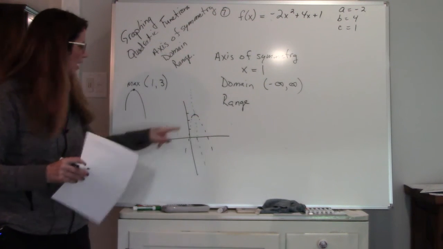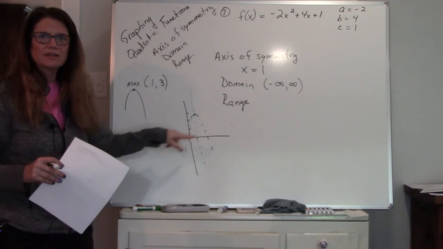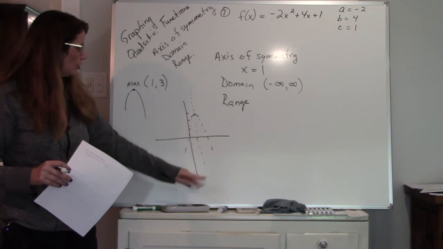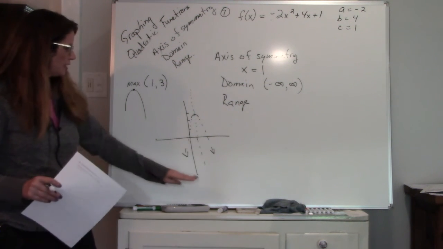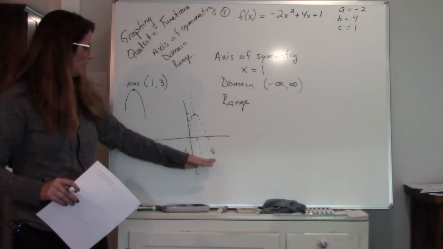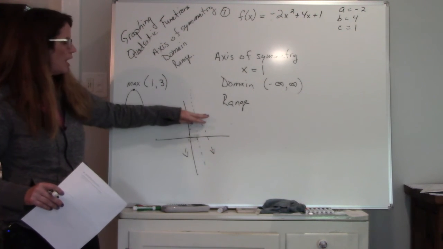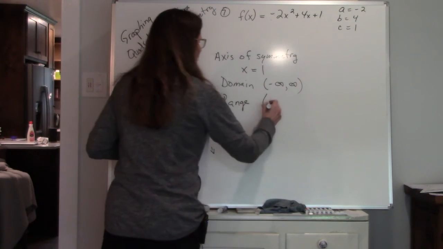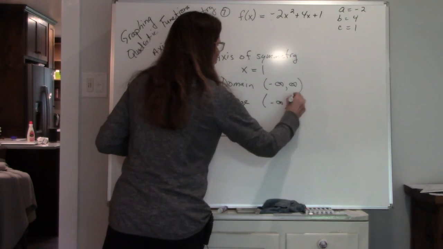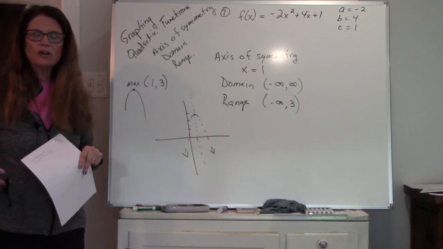We haven't figured out where it crosses the x-axis yet, but that's okay because I know it's going to continue on and on and on in this direction. So it is negative infinity, and it stops at the y value of the vertex. So the range is negative infinity to 3. And that's all you need to know.